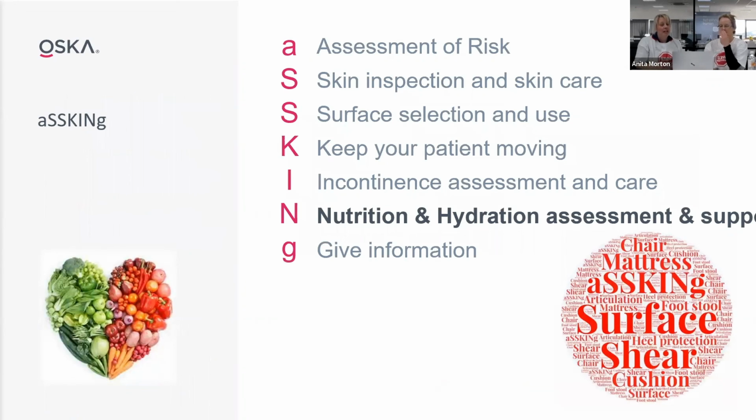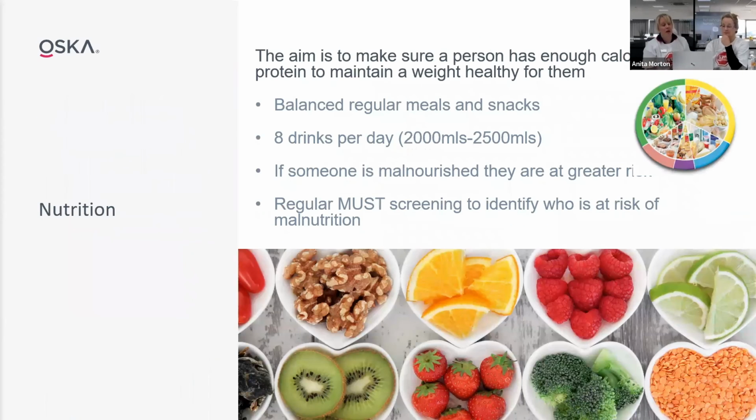So looking at nutrition and hydration, obviously we need to ensure that our patients get the right amount of calories, that they also get a good amount of protein in their diet, and that they try to maintain a healthy weight for them. So we try and do that through balanced regular meals and any extra snacks that they might need. But we will also be thinking about doing our MUST screening so that we can identify those patients who are at risk of malnutrition, and we can refer them to the right team members if we need to.